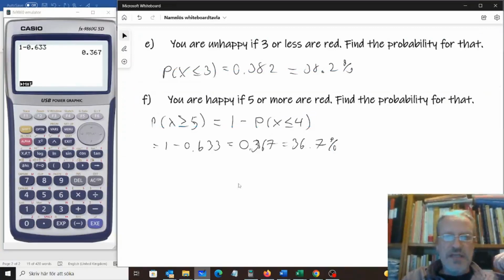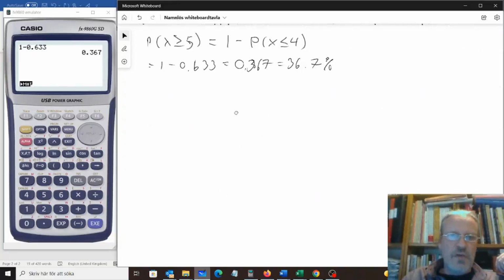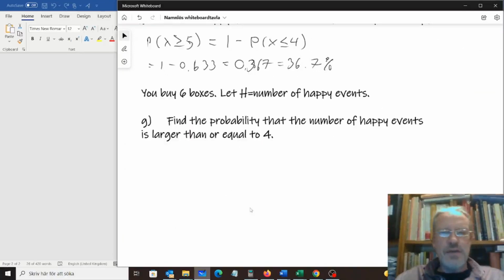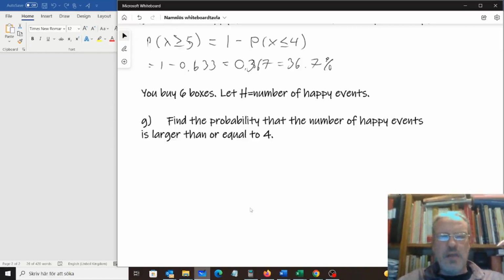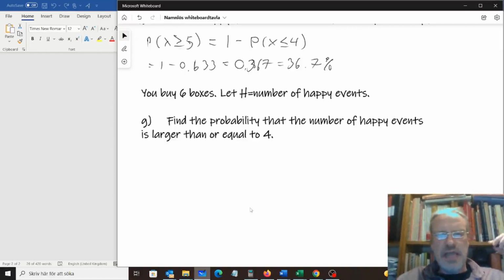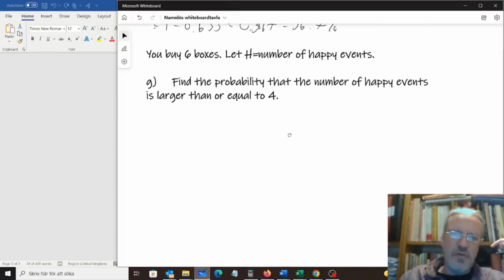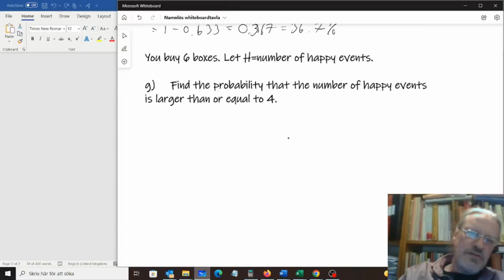Okay, how can we extend this question? Say we do like this. We create a new random variable here. So say we buy 6 boxes and let x, the random variable x, be the number of happy events. In other words, each happy event is that we have got 5 or more red in our box. And we should find the probability that the number of happy events is larger than or equal to 4. So in other words, our goal is to find the probability that h is larger or equal to 4.